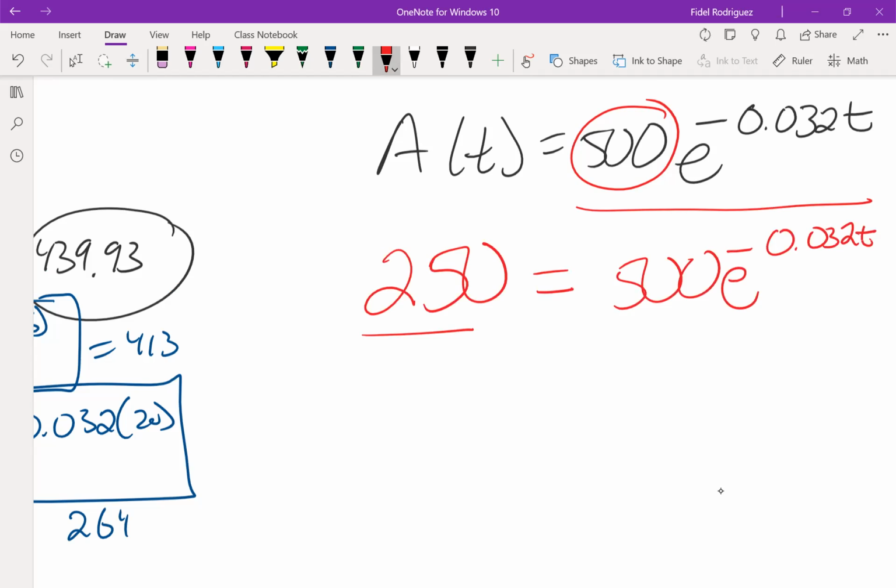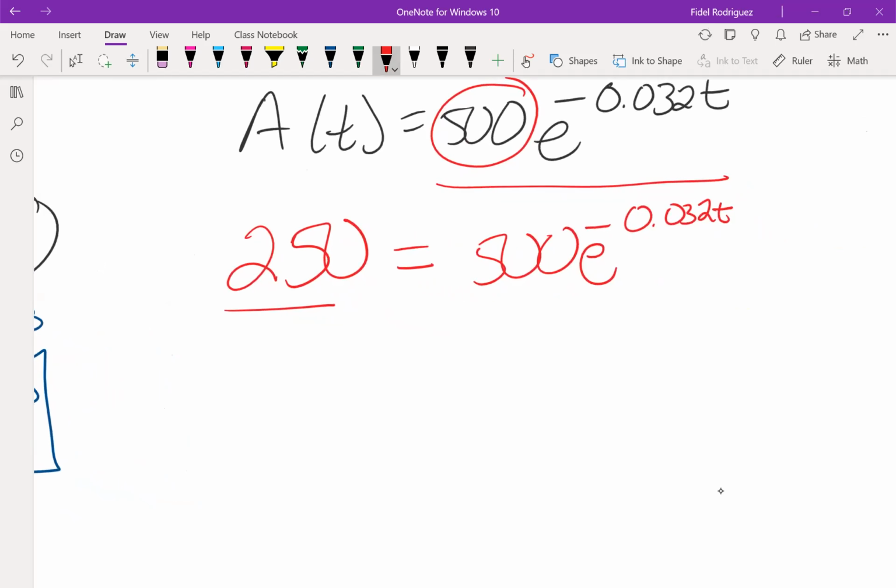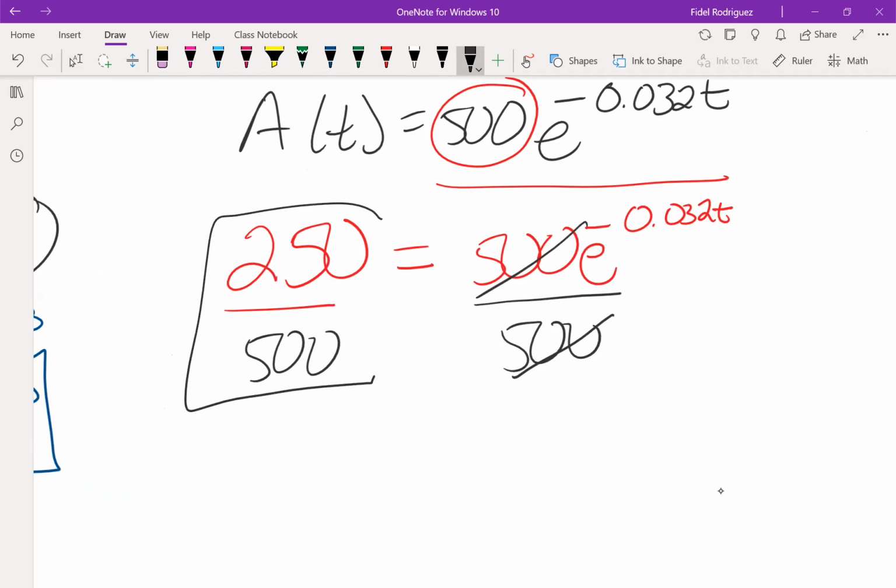And I'm trying to solve for the letter t. So I want to show you how I'm going to solve for the letter t, y'all. The first thing is we're going to divide both sides by 500. So these are going to go away. If you take your calculator and divide 250 by 500, the number that you should come up with is 0.5.